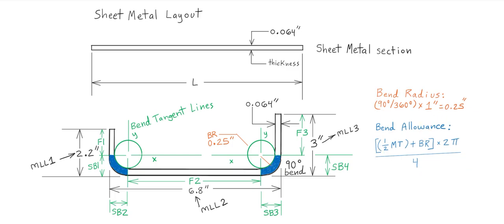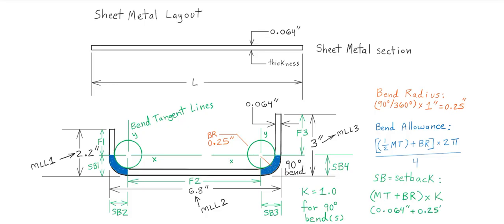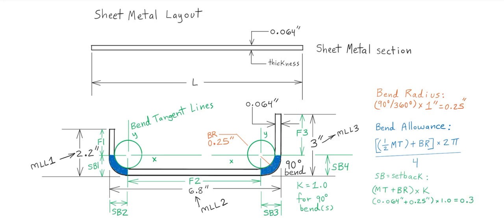Okay, so now we can calculate the setback, and this is just the metal thickness plus the bend radius as one calculation quantity, then times the K constant. We know a K constant for 90-degree bends is 1.0, so it's pretty simple. You can just calculate it: 0.064 inches plus 0.25 times 1. So this becomes 0.314 inches. So we can write that in there for the setbacks.